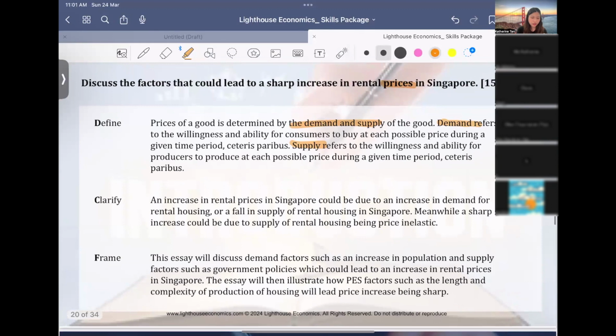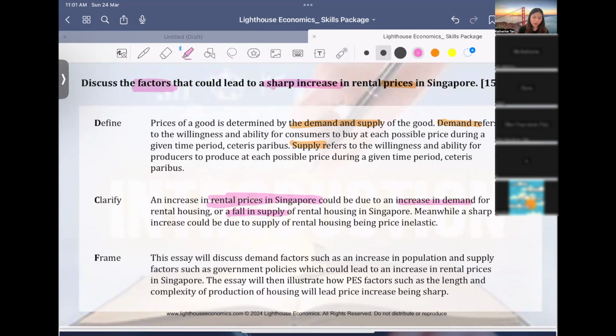Then clarify. Clarify means you need to say, I understand what the question is asking. The question is asking about factors that have led to a sharp increase. So I tell the examiner, I understand that an increase in rental prices in Singapore could be due to an increase in demand or a fall in supply. So I understand increased rental prices is not just any factor. You know that it can be due to demand and supply factors, and it's because there's an increase in demand and a fall in supply.